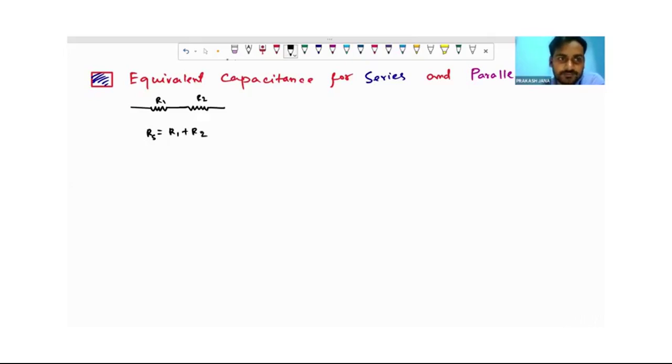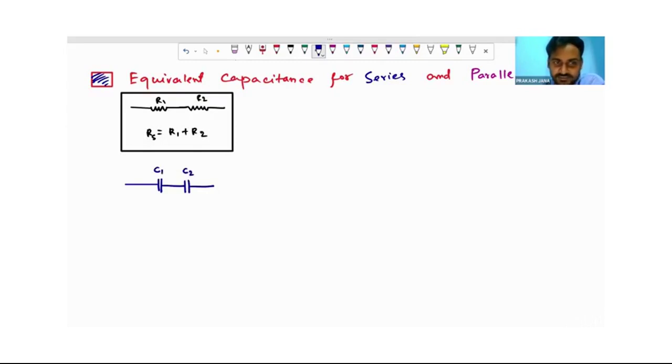This was the case for resistance, but we'll discuss it for capacitors. See, here I have written the series in this blue color. That is why I am going to write the series combinations using blue color only. Okay, so here we have a capacitor and we have one more capacitor. Suppose this is C1 and C2. The capacitances of these two capacitors are C1 and C2.